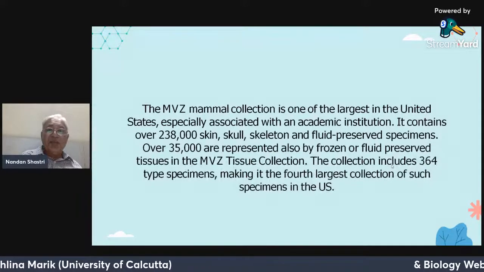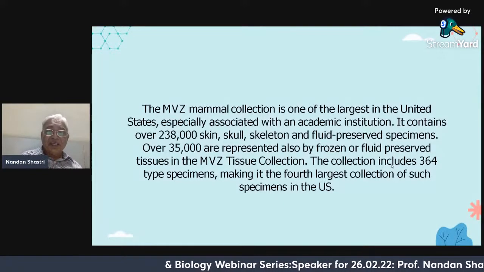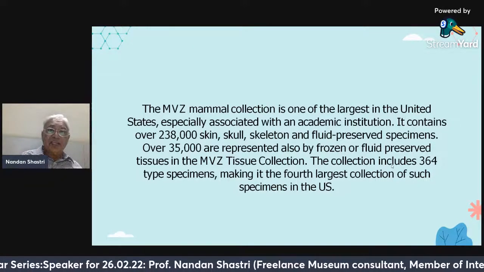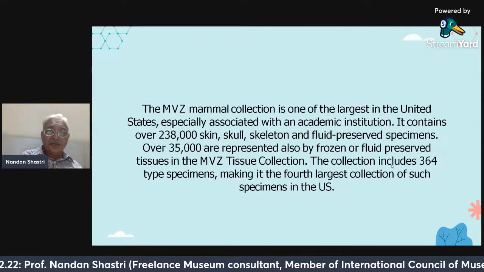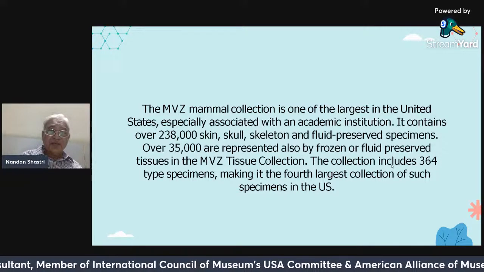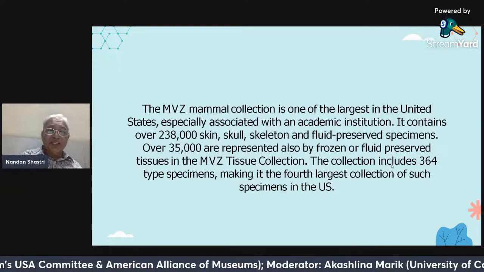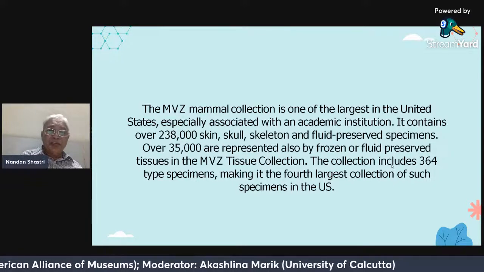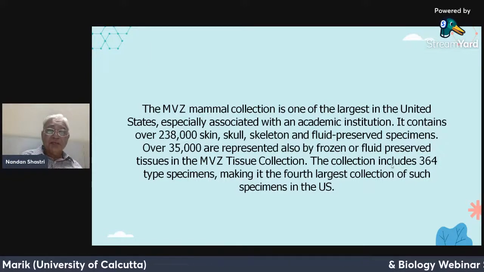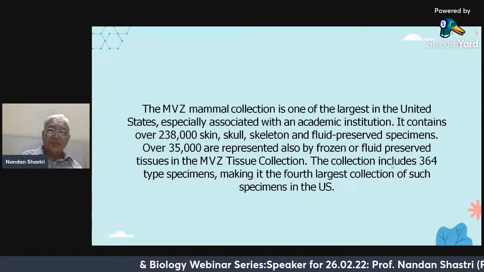The MVZ mammal collection is one of the largest in the United States, especially associated with an academic institution. It contains over 238,000 skin, skull, skeleton, and field preserved specimens. Over 35,000 are represented also by frozen or fluid preserved tissues in the MVZ tissue collection. The collection includes 364 type specimens, making it the fourth largest collection of such specimens in the United States. Next slide, please.